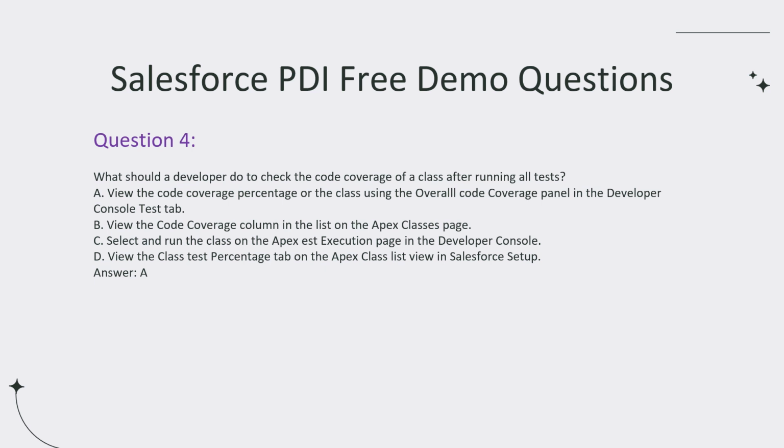4. What should a developer do to check the code coverage of a class after running all tests? A. View the code coverage percentage for the class using the overall code coverage panel in the Developer Console Test tab. B. View the code coverage column in the list on the Apex classes page. C. Select and run the class on the Apex test execution page in the Developer Console. D. View the class test percentage tab on the Apex class list view in Salesforce Setup. Answer: A.